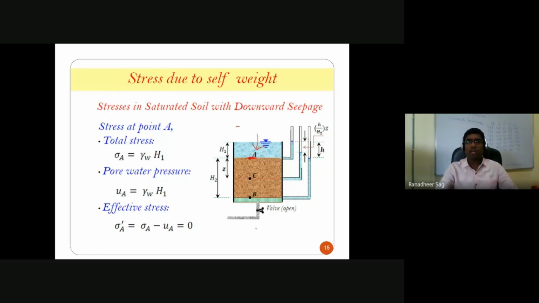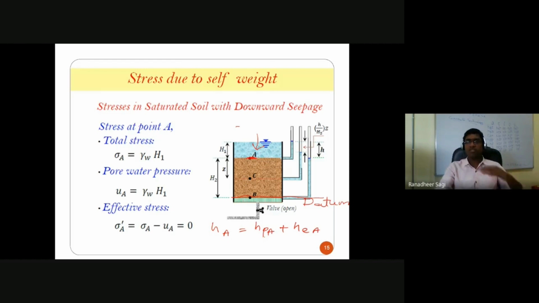Now the total head, when I calculate it at this particular point A, is nothing but elevation head plus pressure head. If I take the bottom of the soil sample as my reference datum, then with respect to the chosen datum, how much is the total head at point A? If I start writing down, the total head corresponding to point A is nothing but the pressure head corresponding to point A plus the elevation head corresponding to point A.